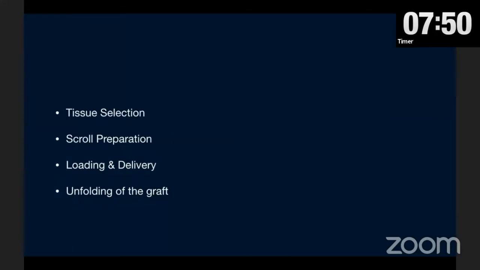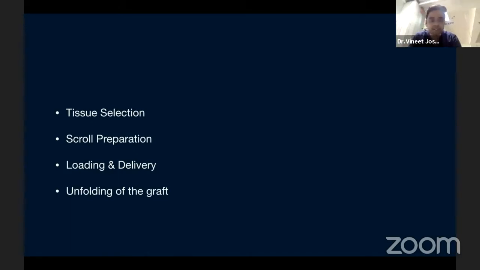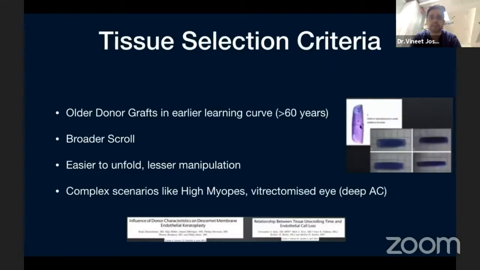So, what I'm going to do is briefly overview different criteria, especially in DMEK techniques like tissue selection, scroll preparation, loading and delivery of the graft, and obviously the most difficult one that we face, the unfolding of the graft in the anterior chamber.